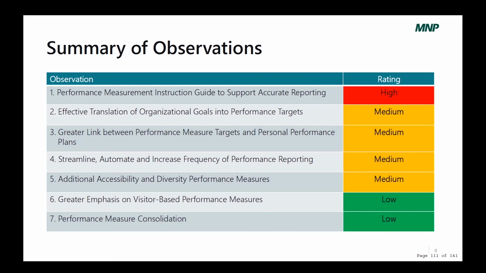These days, the concept of access is increasingly including accessibility, like for people with disabilities, as well as diversity metrics. So we're suggesting that might be something you want to take a look at, making sure that it's access for all, not just broadly access. Number 6, a greater emphasis on visitor-based performance metrics.